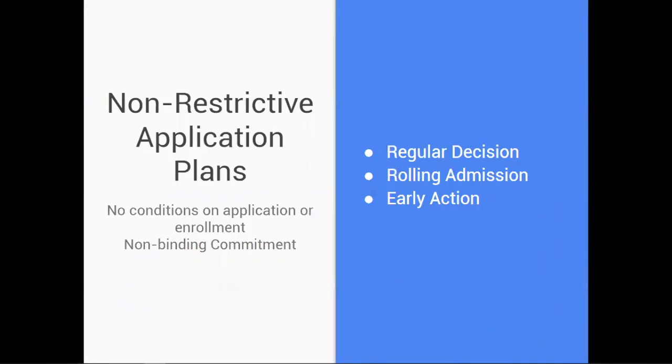So the first category we're going to talk about are the non-restrictive application plans. And with these plans, there are no conditions on the application. There's nothing binding about any of them. And the three that fall into this category are regular decision, rolling admission, and early action.